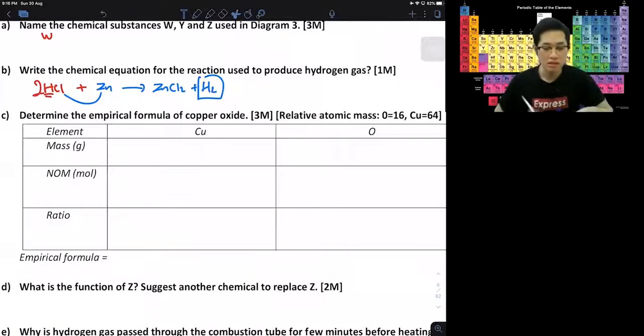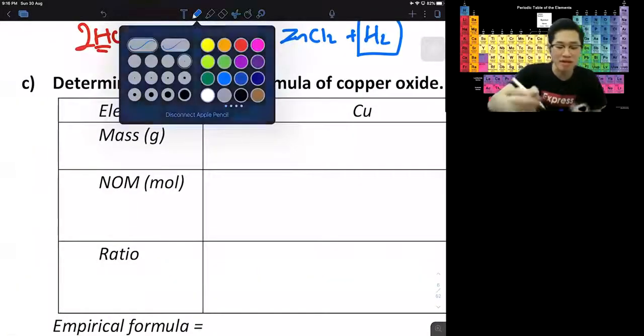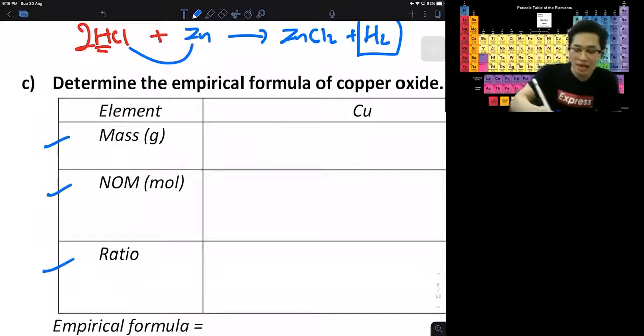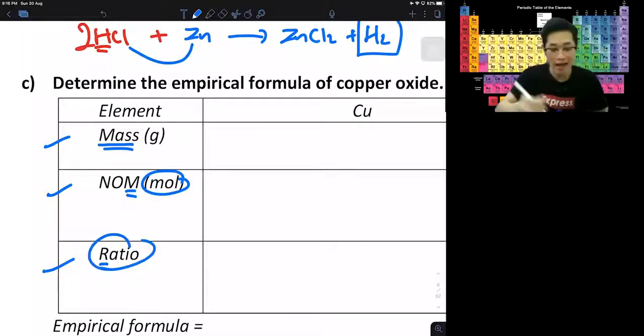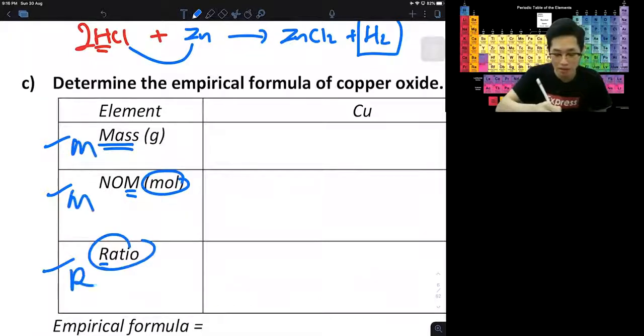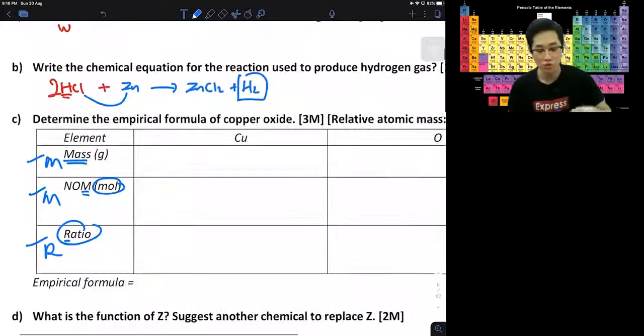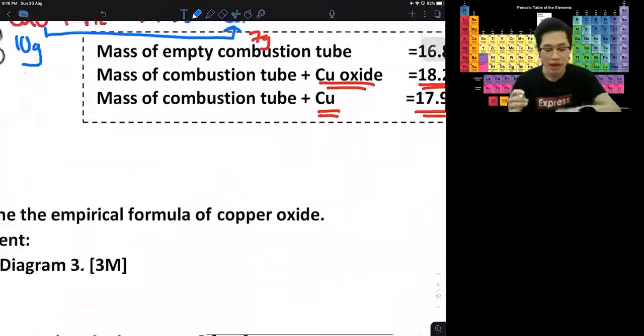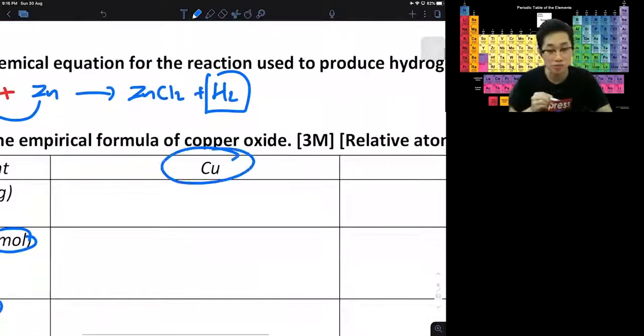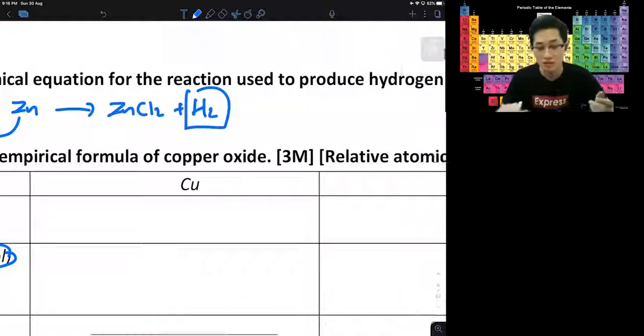Empirical formula. The steps to find empirical formula is MMR: mass, mole, and ratio. How to find the mass? Some people might not know how to find the mass. I want to find the mass of CuO. How to find the mass of CuO?